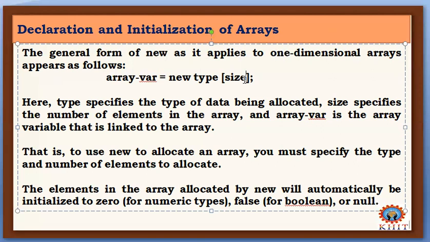Okay, so that's what he's trying to tell you here. The type specifies the type of data being allocated. Size specifies the number of elements in the array, and the array variable is the variable that is linked to the array, that means the name of the array. So to use new to allocate an array, you must specify the type and number of elements to allocate.